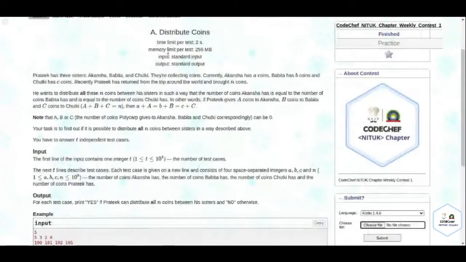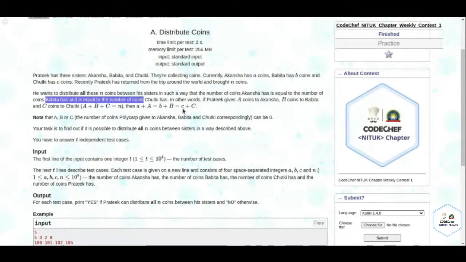Let's see the first question. Pratik has three sisters, and these are the names, and they are collecting coins. They have initially A coins, B coins, and C coins, and Pratik has N coins. Now, what he wants to do is distribute N coins to his sisters in such a way that all the sisters have an equal number of coins.